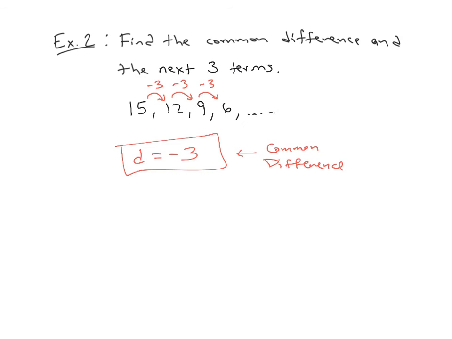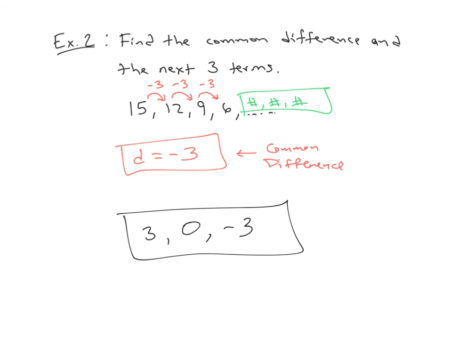Now that I have the common difference, I should be able to carry that pattern out to find my next 3 terms in the sequence. So now that we have the common difference, go ahead and find the next 3 terms in the pattern. So I'm subtracting 3, so 6 subtract 3 is going to make 3. 3 subtract 3 is going to make 0. And 0 subtract 3 is going to make negative 3. So 3, 0, and negative 3 would be my next 3 terms in the sequence here.